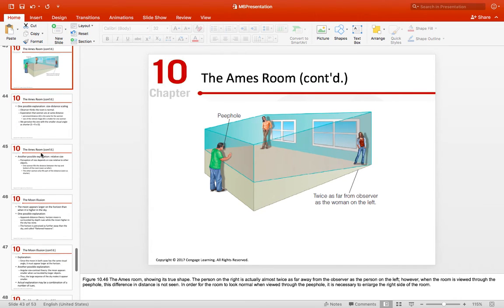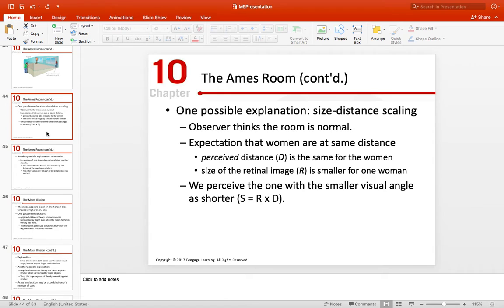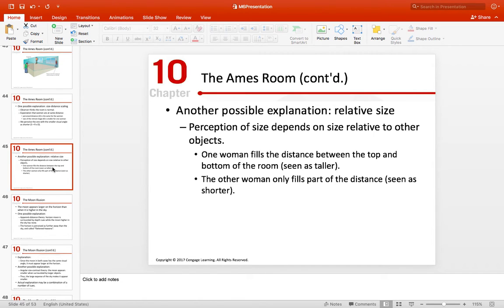But that's the Ames room, so be sure to look through some of that. You can see here I tend to favor the size distance scaling mechanism as a pretty simple way to explain all of these illusions, but there's a lot of things probably going on here, and this doesn't explain everything, but you can look through that.